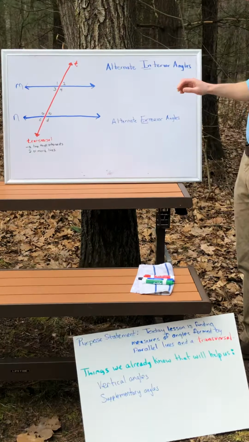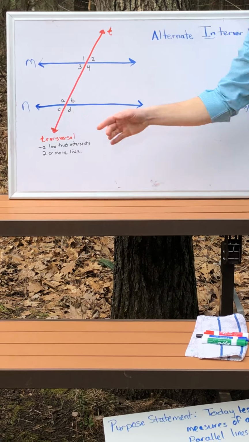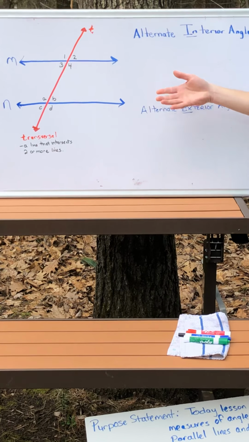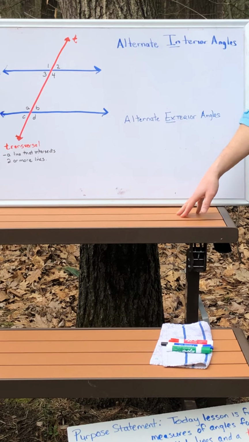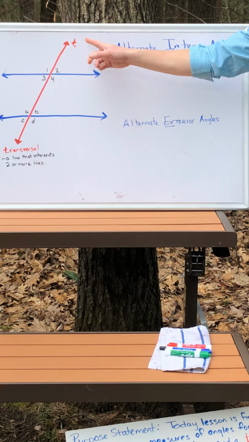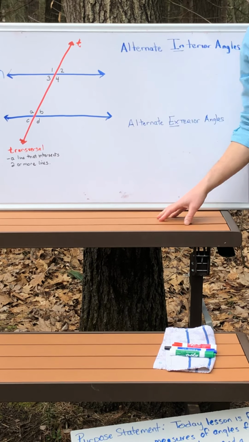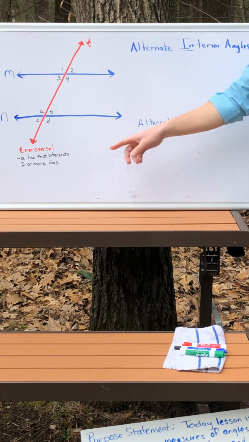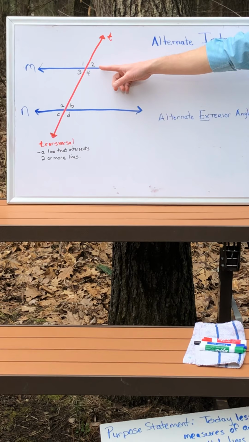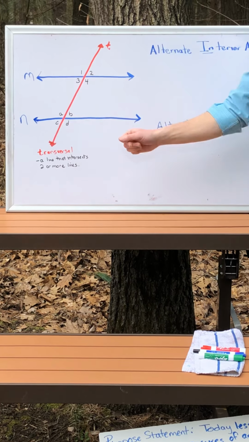Here we have our parallel lines. Line M and line N are parallel lines. Two lines that go on and on forever, never intersect, never touch. They don't have any points in common. The red line, that's our transversal. The transversal is a line that intersects 2 or more lines. So this red line intersects the blue line right there, and it intersects that blue line right there.